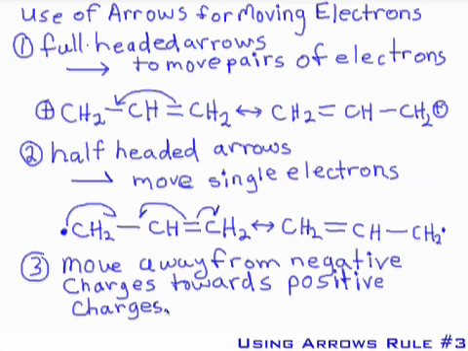So full-headed arrows move pairs of electrons, half-headed arrows move individual electrons. Typically, with full-headed arrows, I move away from negative charges towards positive charges. Now, with half-headed arrows, you'll notice that I seek to pair up lone pairs of electrons and make bonds, and that generates a new unpaired electron. And I can watch for that.